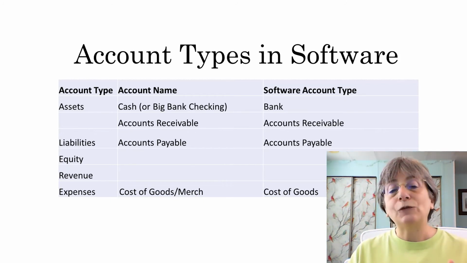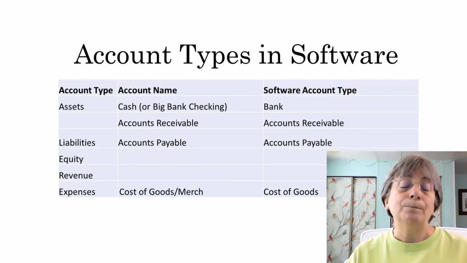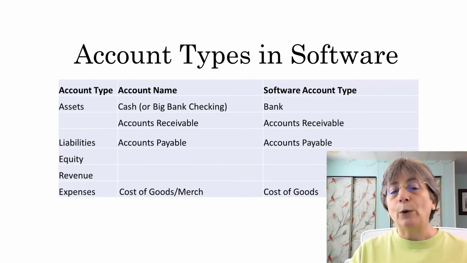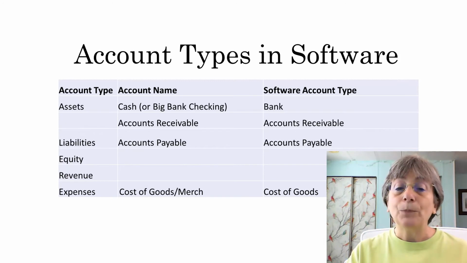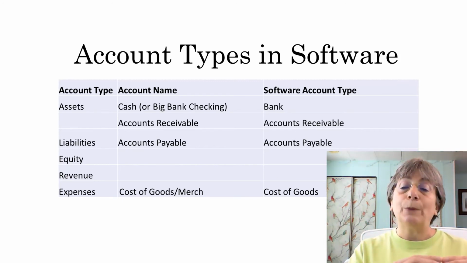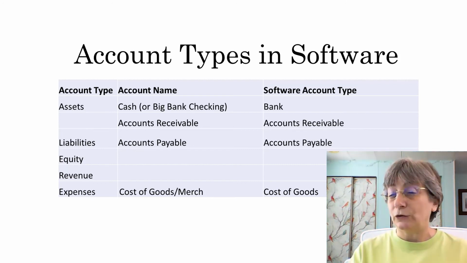The account types don't change. A bank account is still an asset. Accounts payable is still a liability. But within the software, we're accessing some important features that will help make life easier by referring to some accounts by a specific type of asset or liability within the software.